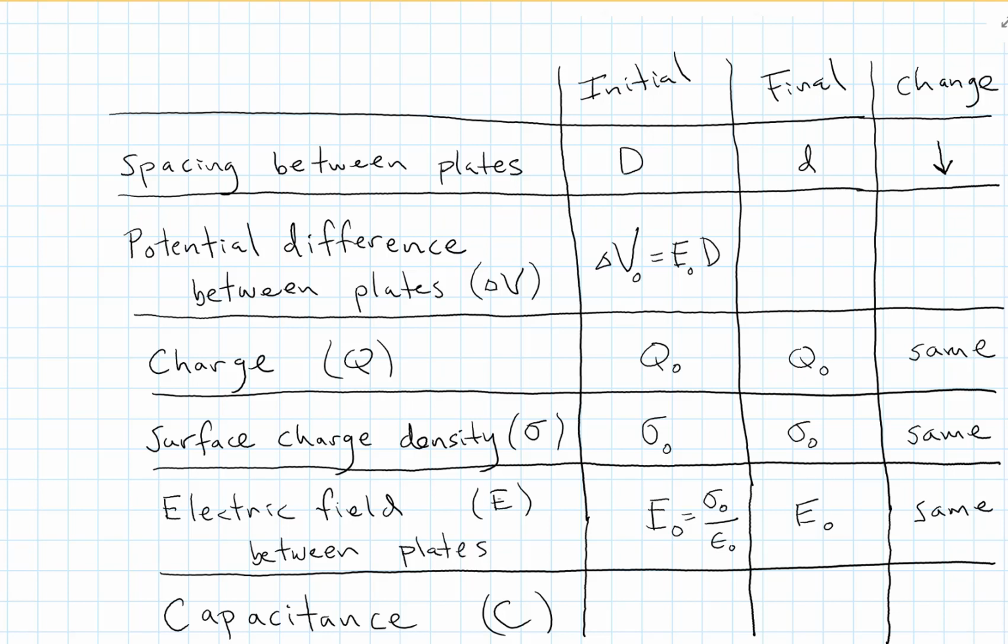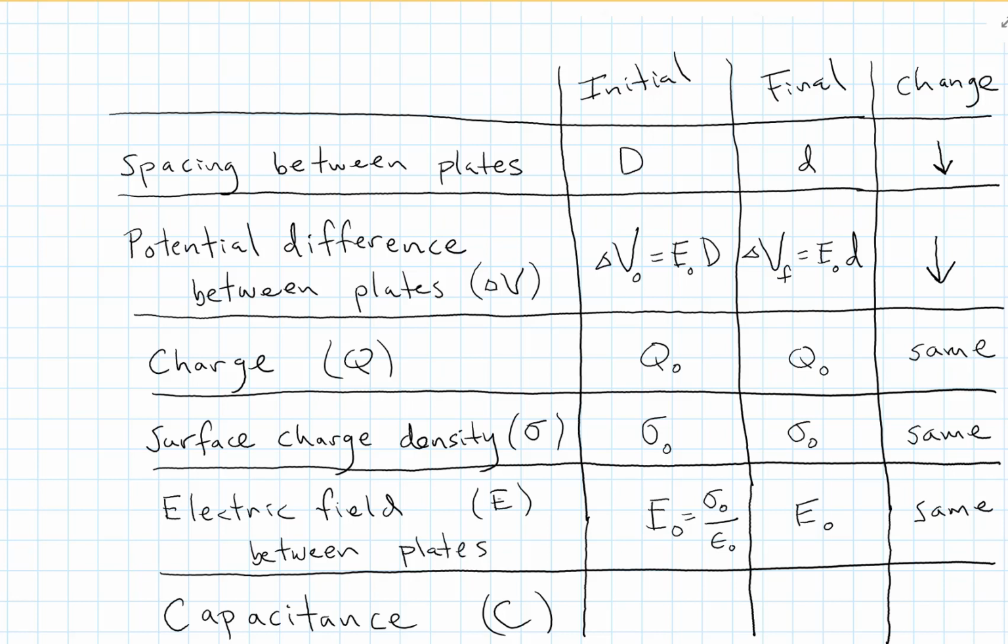So what do you think happened to our potential difference? Is it the same? No, because the electric field is still the same, but the distance has changed. So our potential difference between the plates is different now. We're multiplying the same electric field by a smaller distance to figure out the delta V between the plates. So our potential difference decreased. It got smaller.